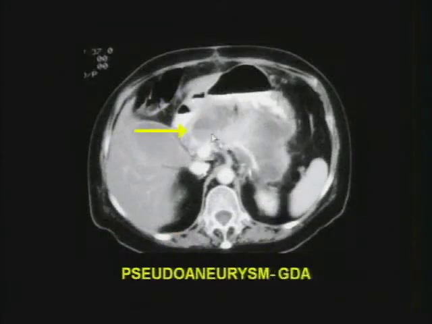Here's another patient who has an interesting finding. You can see that we barely can make out the pancreas, with a large pancreatic fluid collection with a fluid hematocrit level, and this is from a pseudoaneurysm of the gastroduodenal artery, and this is where it would sit.